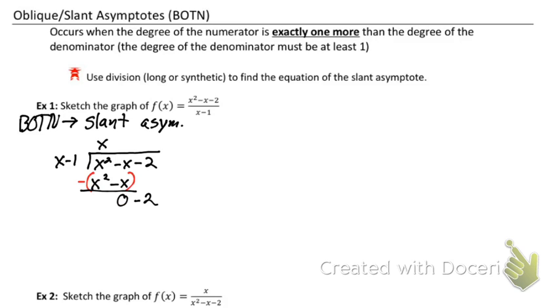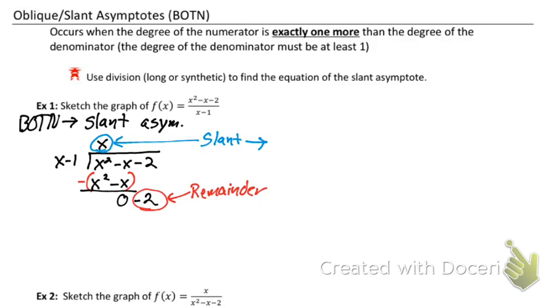Minus 2. Well, I can't go any further. x can't go in here. This negative 2 is our remainder. But I really don't care about the remainder. Your slant asymptote is right here. That right there is your slant.